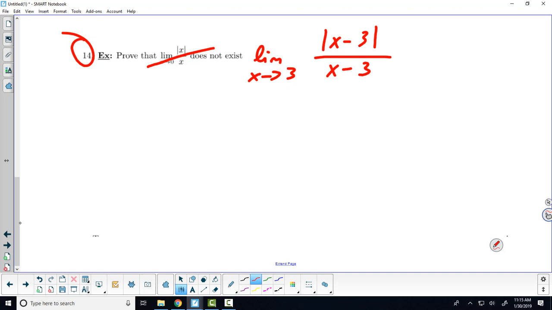So here I've said prove that the limit doesn't exist. How would we maybe show that the limit doesn't exist? What's one way to do it?